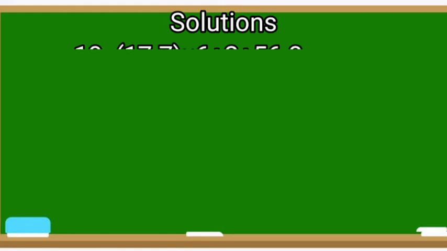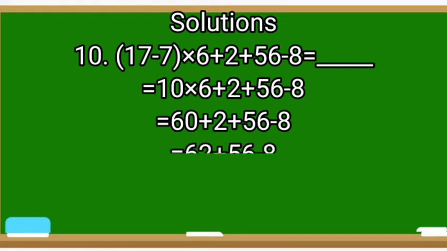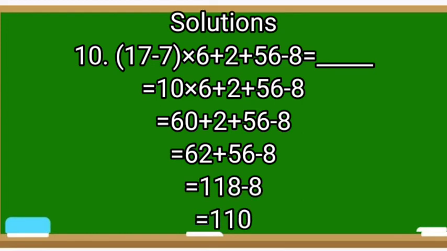Number 10. 17 minus 7 times 6 plus 2 plus 56 minus 8 equals blank. 17 minus 7 equals 10 times 6 plus 2 plus 56 minus 8. 10 times 6 equals 60 plus 2 plus 56 minus 8. 60 plus 2 equals 62 plus 56 minus 8. 62 plus 56 equals 118 minus 8. 118 minus 8 equals 110.